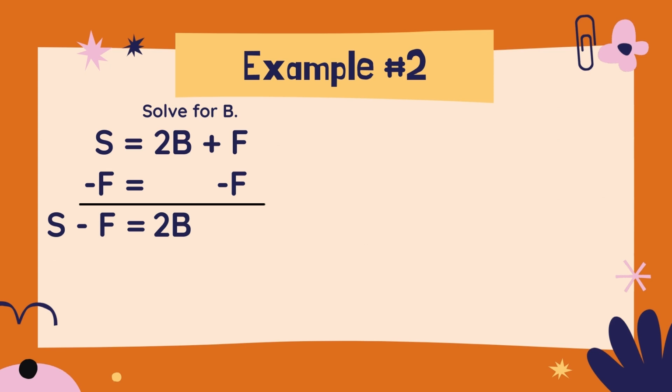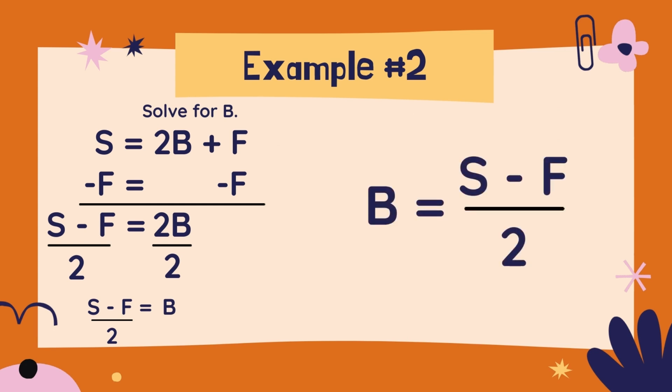We're still trying to get that B all by itself. So what is happening to it? It looks like it's being multiplied by 2. So we can divide both sides by 2. Now on the left, let's just rewrite it just how it is because there's no numerical math that we can do here. But on the right side, we've accomplished our goal to get that B all by itself. 2 divided by 2 is just 1, so we have 1B. Now we've rewritten the formula S equals 2B plus F, and we have B equals S minus F over 2.